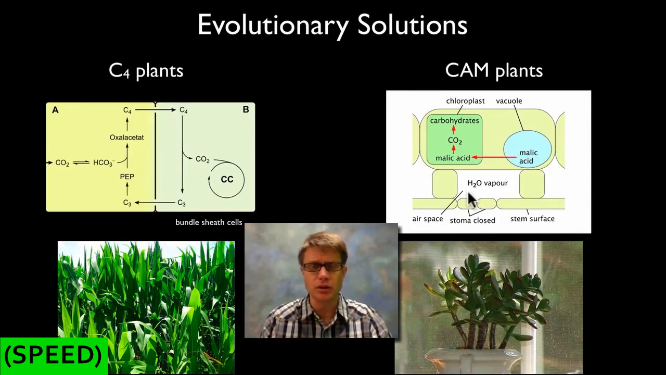So here's the first solution. And this totally makes sense. So this is in CAM plants. CAM plants, for example, would be a jade plant or like a pineapple. Basically what they do is they only open their stomata at night. And so at night they open up their stomata, and then the carbon dioxide will come in, and they'll create malic acid out of it. So they're going to store it in vacuoles inside the cell.